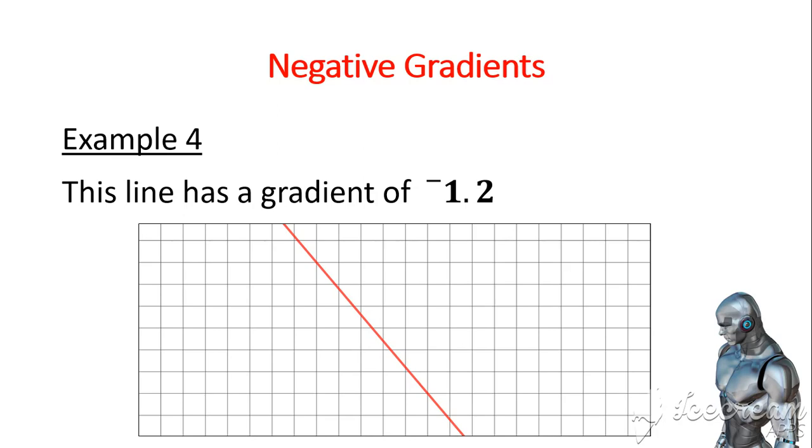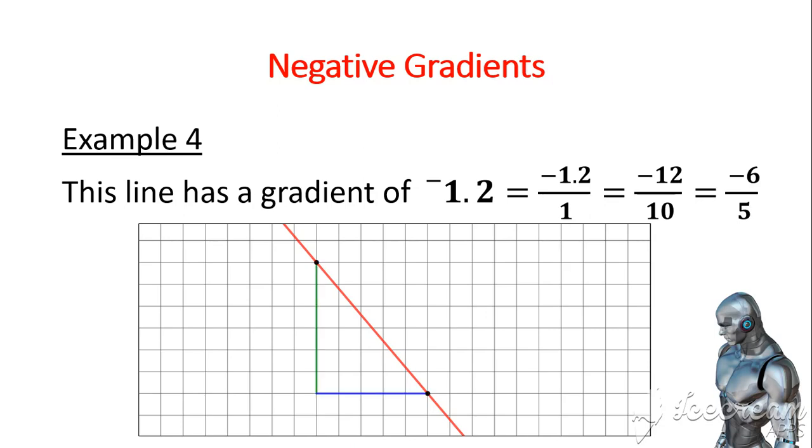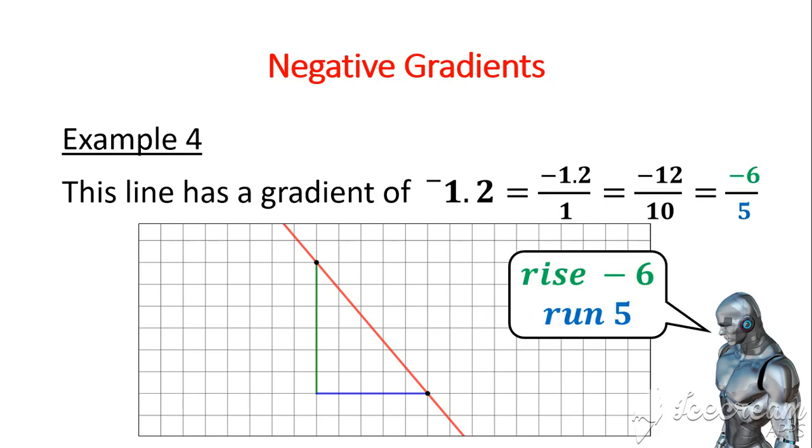All right, what about this example? This line has a gradient of -1.2. Well, it's a decimal. We had a problem like this last video, and here's how we're going to do it. We're going to write it as -1.2/1, but instead of doubling each, I'm going to be tricky, and I'm going to go times the top by 10 to get to -12, and times the bottom by 10 to get to 10. And -12/10 can simplify down to -6/5. And now I know that this line rises down 6 and runs across 5.